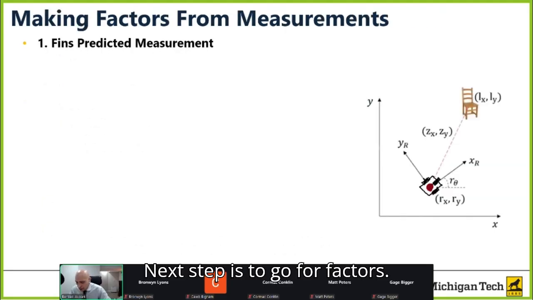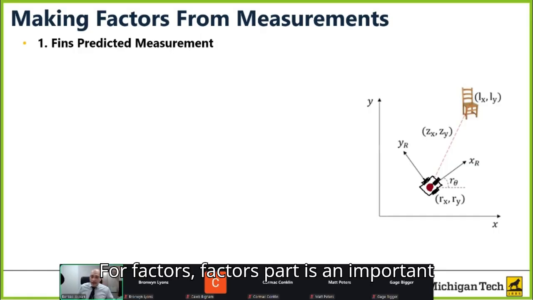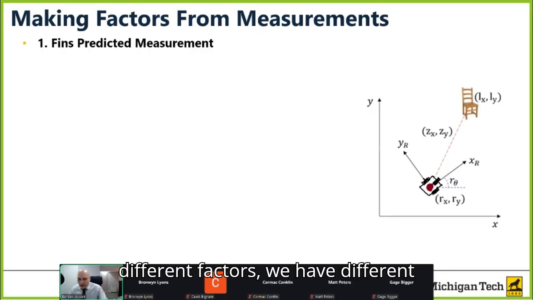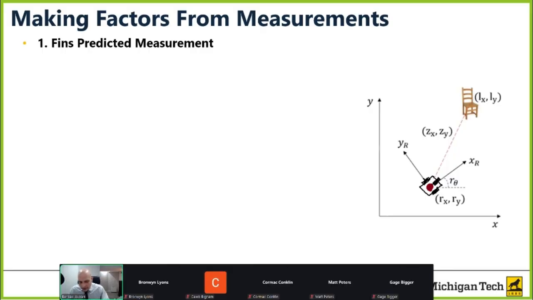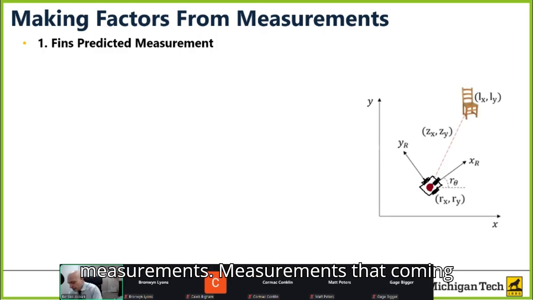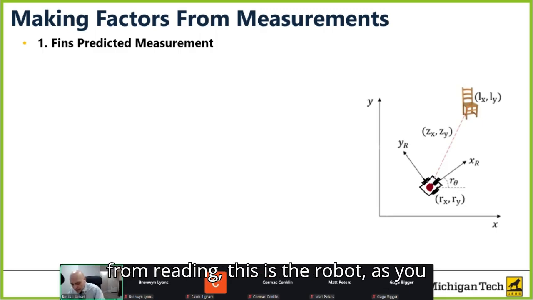Next step is to go for factors. For factors, this is the important part. For different factors, we have different methods to compute them. Like this is for measurements that are coming from reading. This is the robot, as you can see in this picture.